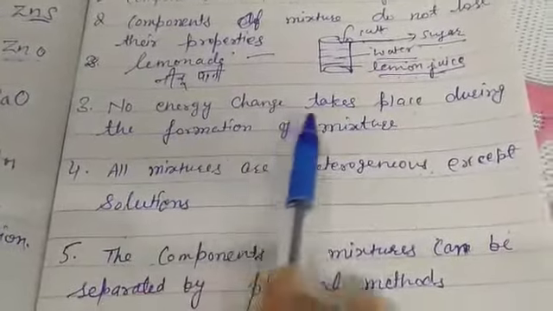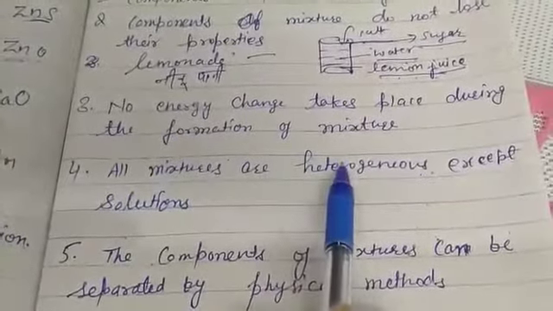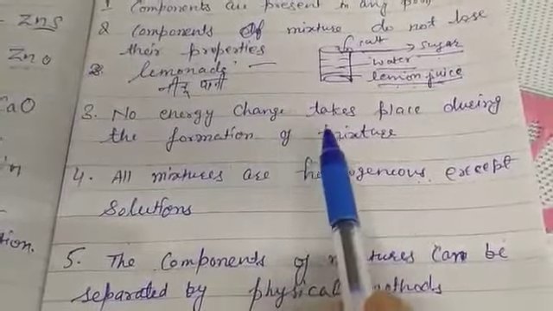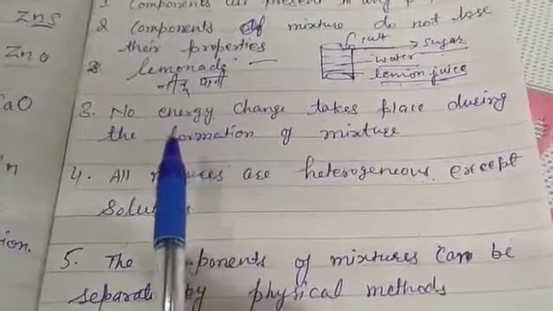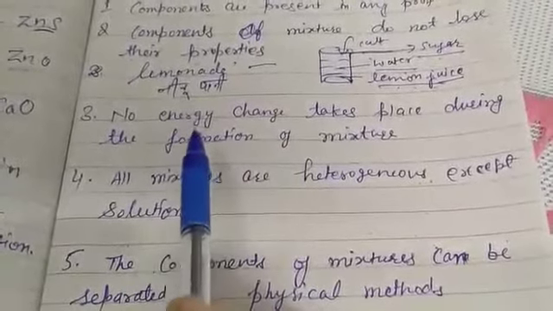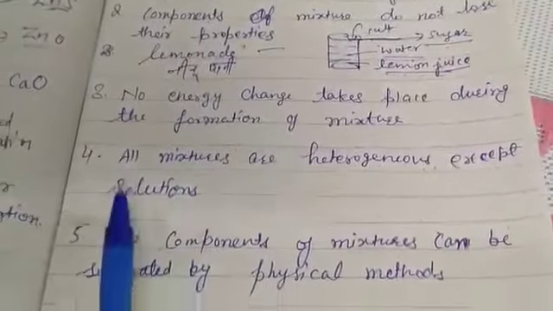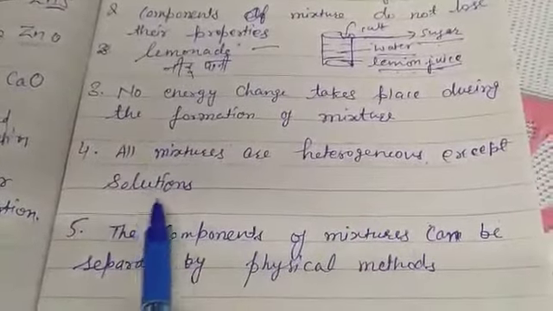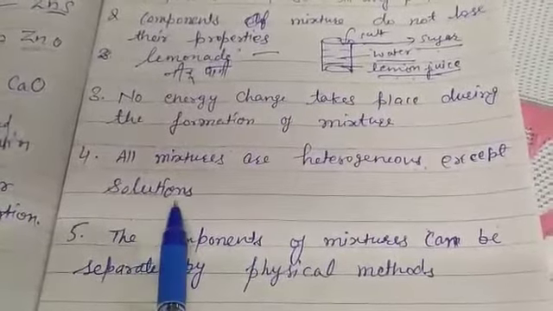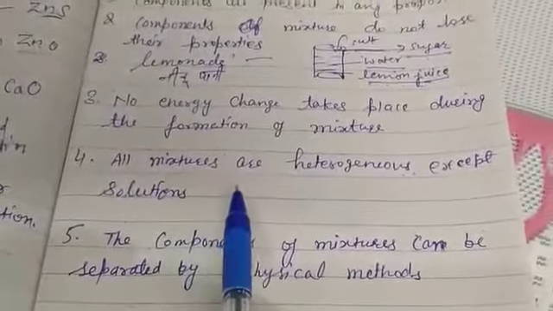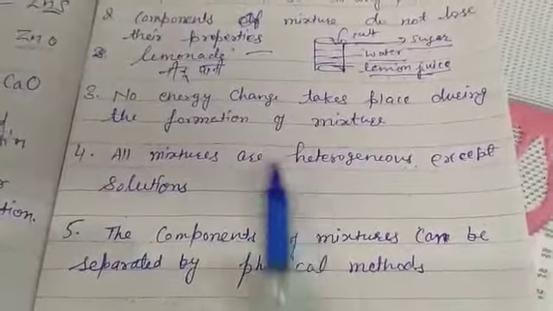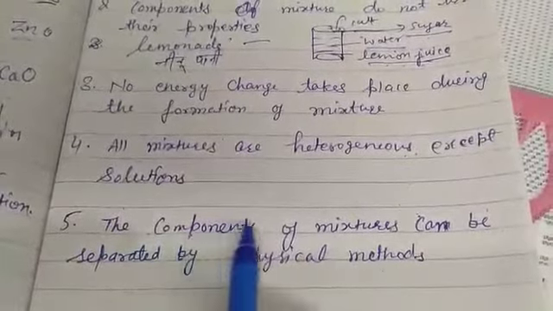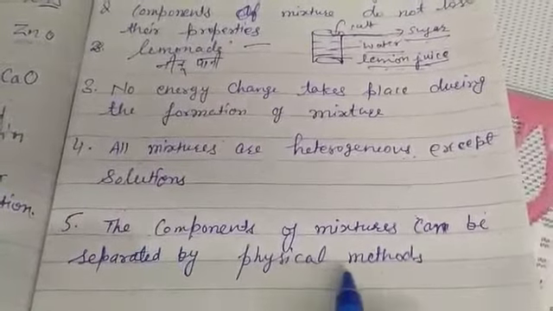Next, no energy change takes place during the formation of a mixture. We have read that in a compound, the energy is always either absorbed or released. But while we are mixing something in any proportion, energy change does not take place. All mixtures are heterogeneous except solutions. Only solutions can be categorized as homogeneous, but all the other mixtures are heterogeneous in nature. Last, the components of a mixture can be separated by physical methods.